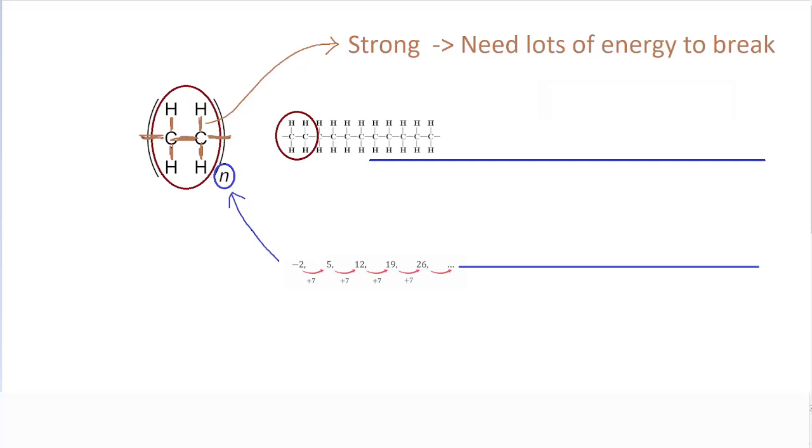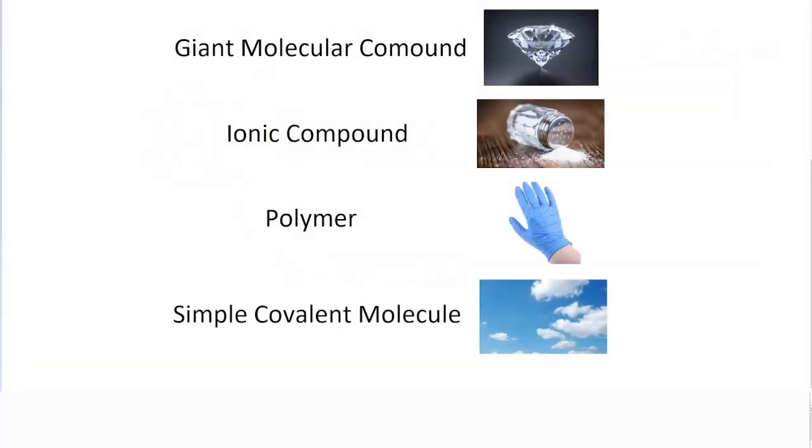In terms of other compounds, this is where polymers sit. Simple covalent molecules have the lowest melting and boiling point, and diamond has the highest. You can remember this by thinking logically. Oxygen is already a gas at room temperature, so it must be the lowest. Rubber gloves are reasonably easy to melt. Salt is harder to melt, and diamond obviously has the highest melting and boiling point.